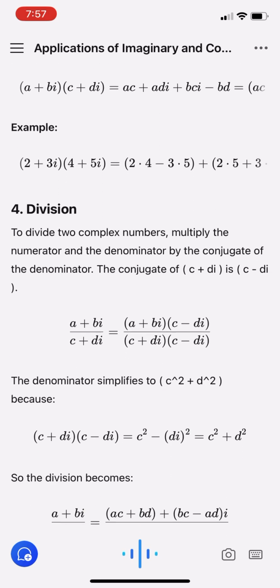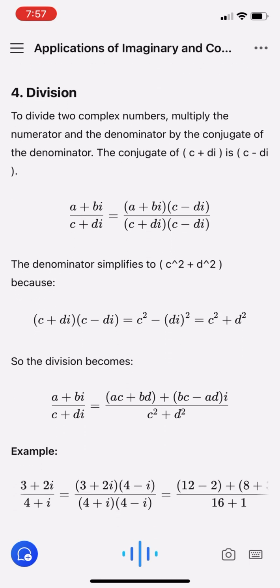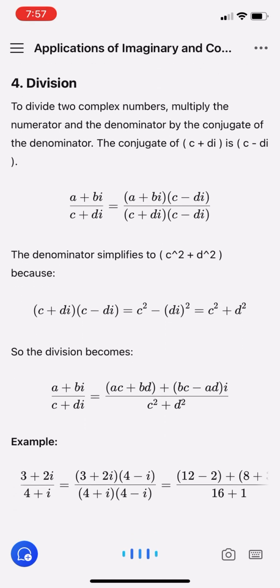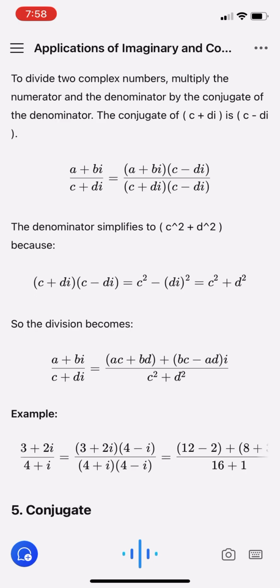Example. 4. Division. To divide two complex numbers, multiply the numerator and the denominator by the conjugate of the denominator. The conjugate of c plus di is c minus di. The denominator simplifies to c squared plus d squared because of this. So the division becomes the following. Example.